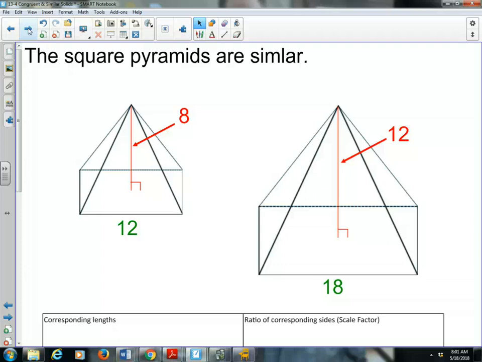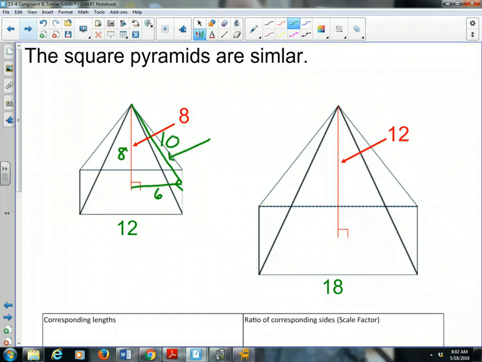Before we compare the corresponding parts, I want to get one more thing because we're going to have to find the surface area and the volume of these pyramids. To find the surface area, we have to find the slant height, which is the height of the triangle right here. Let's quickly find that using the Pythagorean theorem. The height is 8. This leg is 6 because it's half of the base 12. 8 squared plus 6 squared is 100, and the square root of 100 is 10. So the hypotenuse of that right triangle is 10.